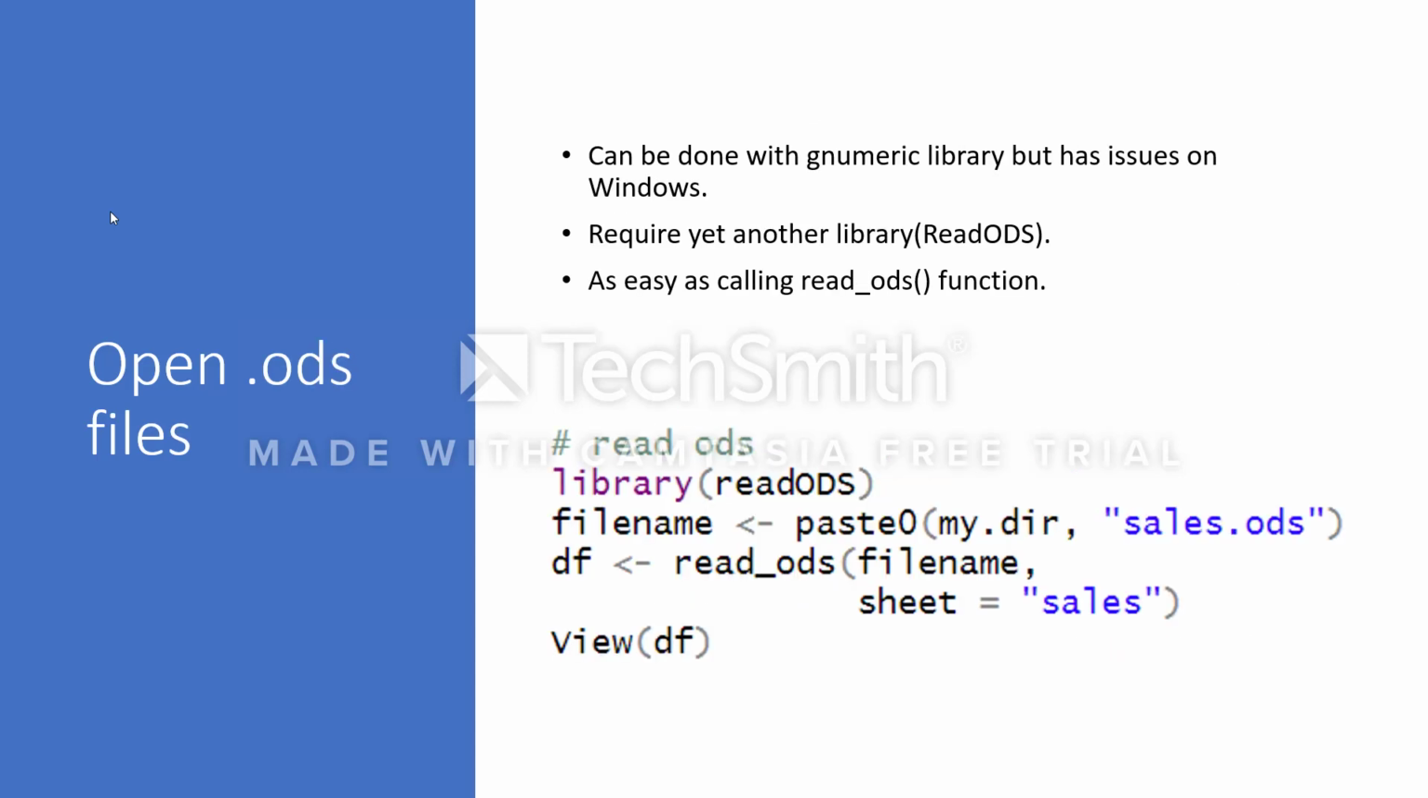ODS is quite a popular file extension for spreadsheets among the open source software community that Excel can open. This format can be opened using the gnumeric library that we used for reading SYLK files. However, as it has issues on Windows, we can use a different library for reading these files called readODS. This has a function called read_ods that takes file name and sheet name to read data from ODS file into a data frame.